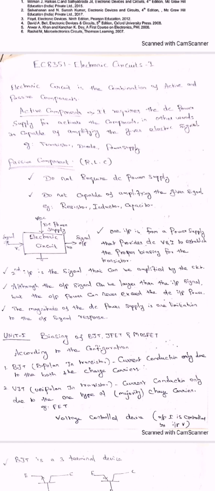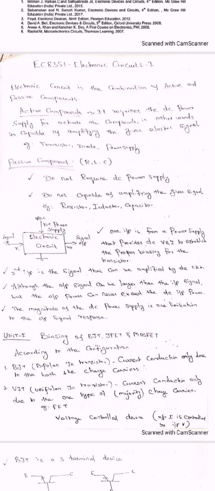In other words, we can say that it's capable of amplifying the given electric signal. For example, if we give an input signal of 5 volts of this waveform, it should be amplified at the output circuit by using that component. That type of component is called an active component. Examples of active components are transistors, diodes and power supplies, etc.